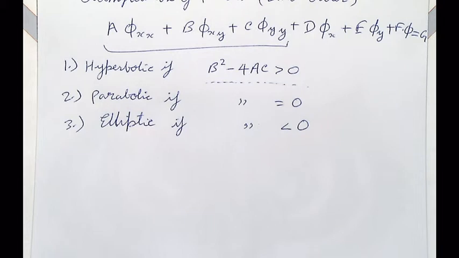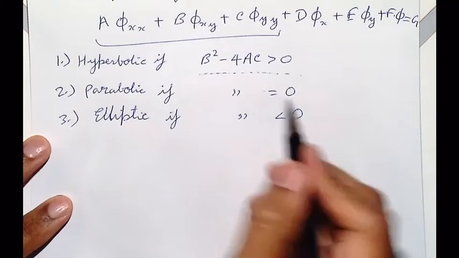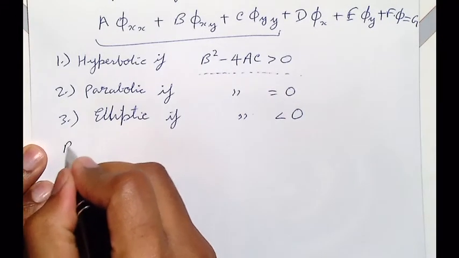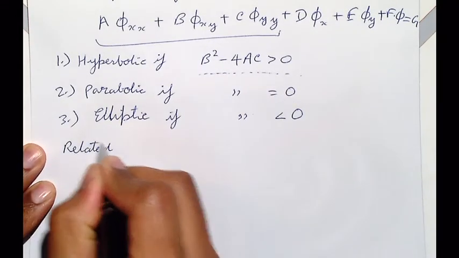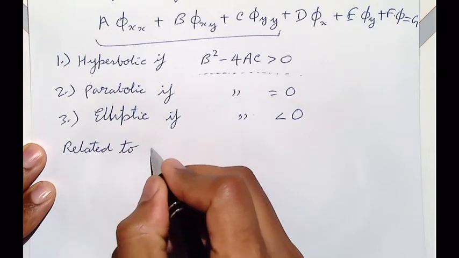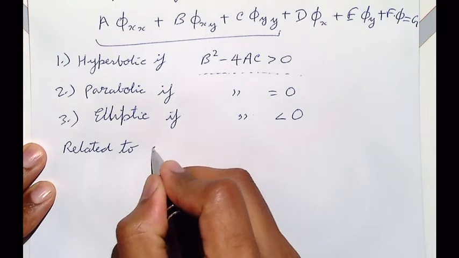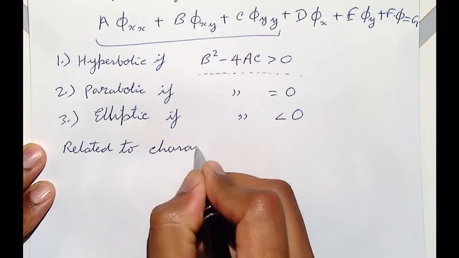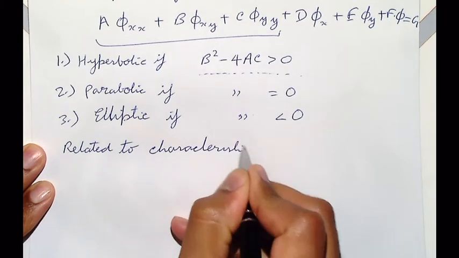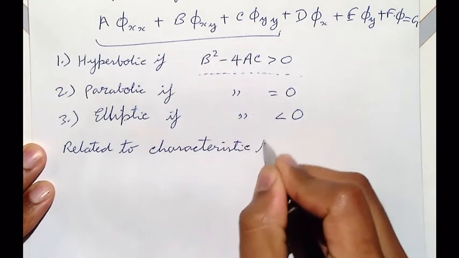Have you heard of something called characteristic lines? No. All right, okay. So some of you have, some of you haven't. So these properties are related to how the characteristic lines behave. So the characteristic lines, and I will explain what exactly they mean.